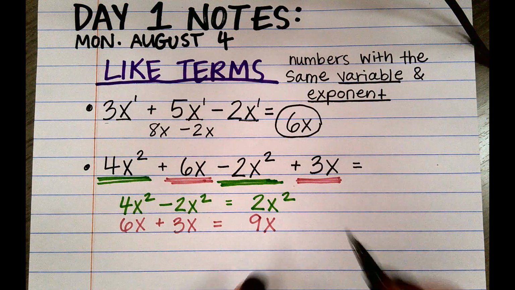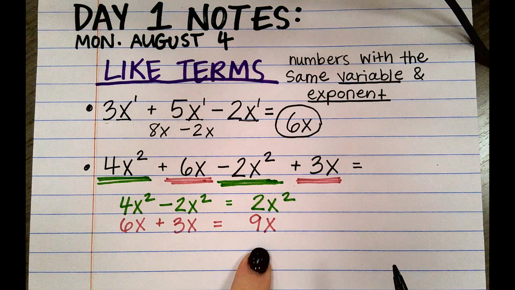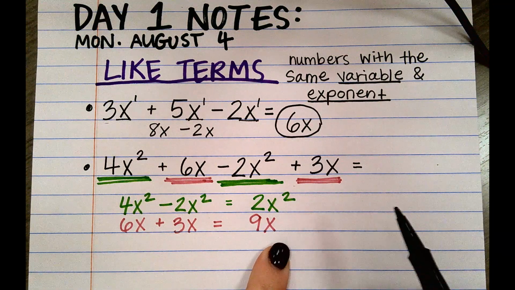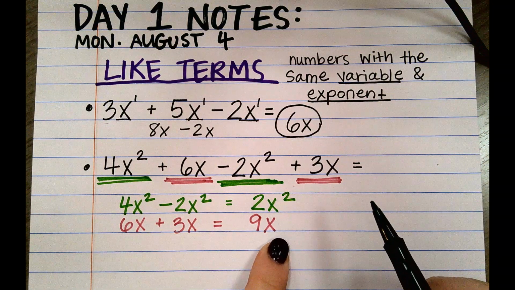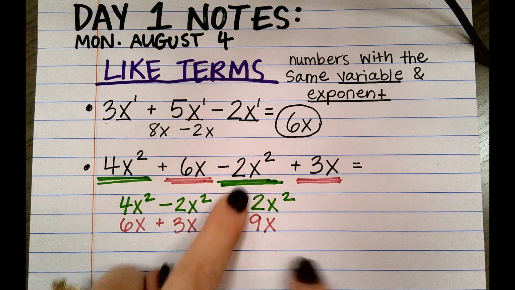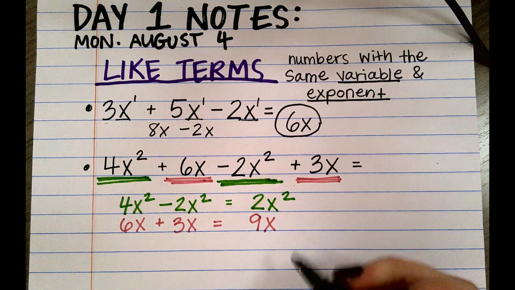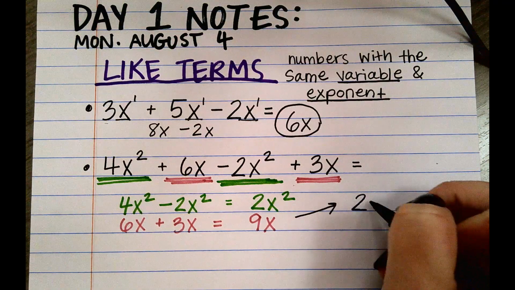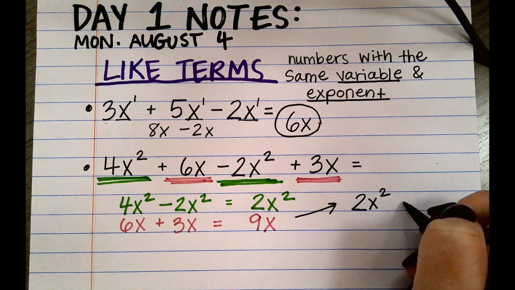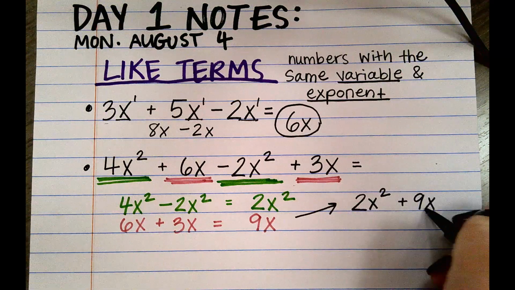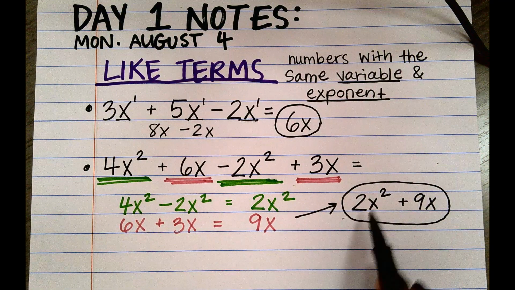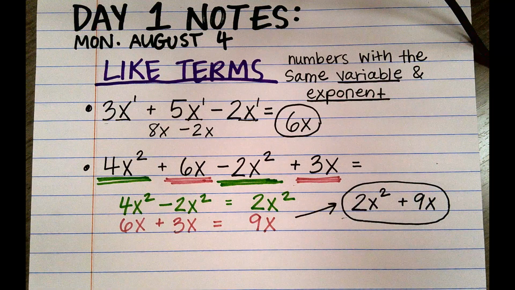11x squared. Oh, can I combine these? No. I can't combine them. They have a different exponent. So those are the answers. It'd be 2x squared plus 9x. Yes, we have to put them together with a plus sign in between so we can simplify that expression. So it'd be 2x squared plus 9x. That's our answer, and we cannot go any further because they don't have the same exponent. They're not like terms.